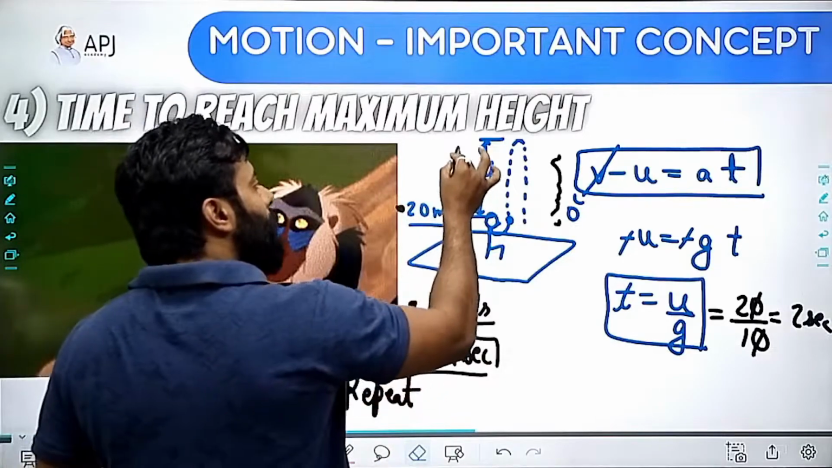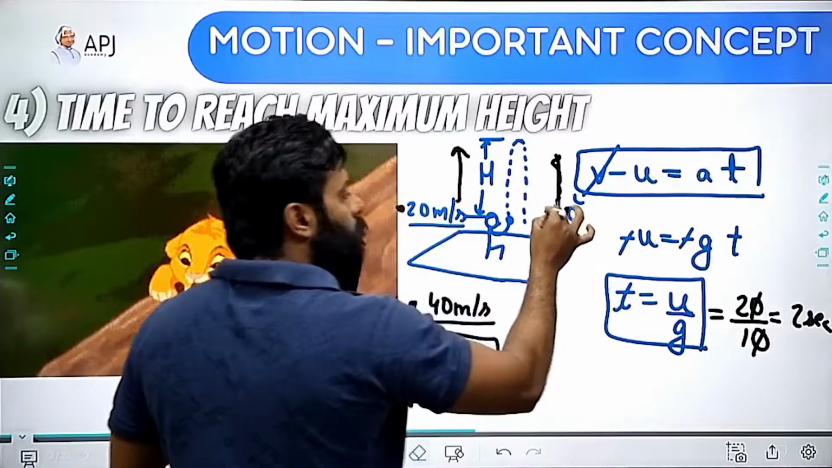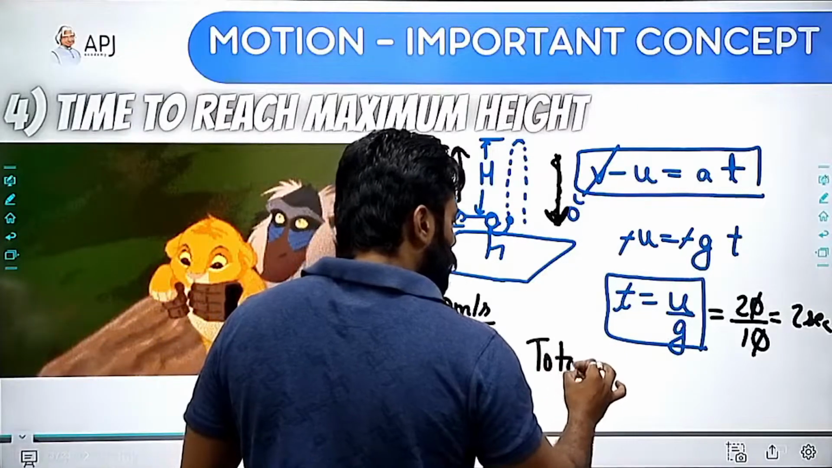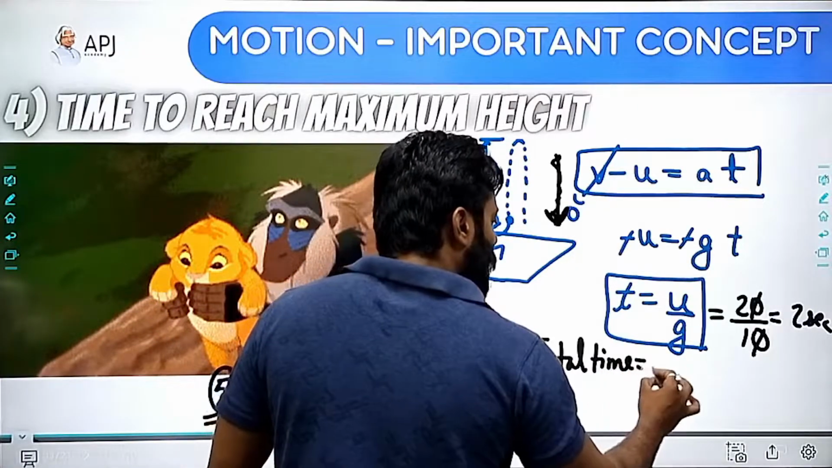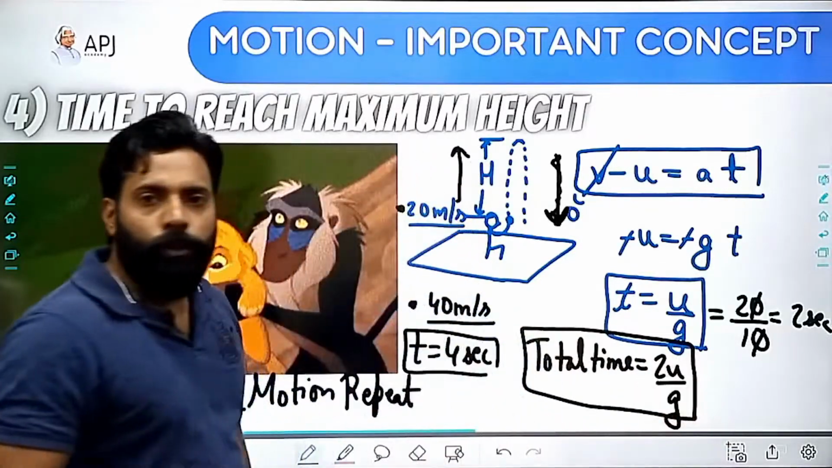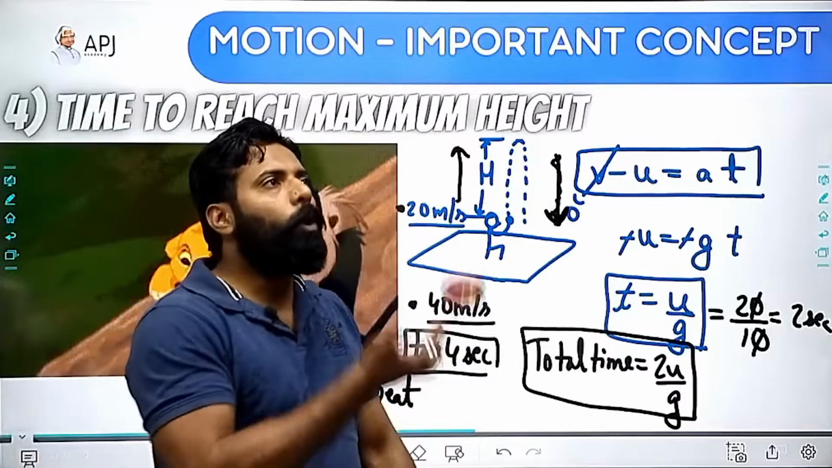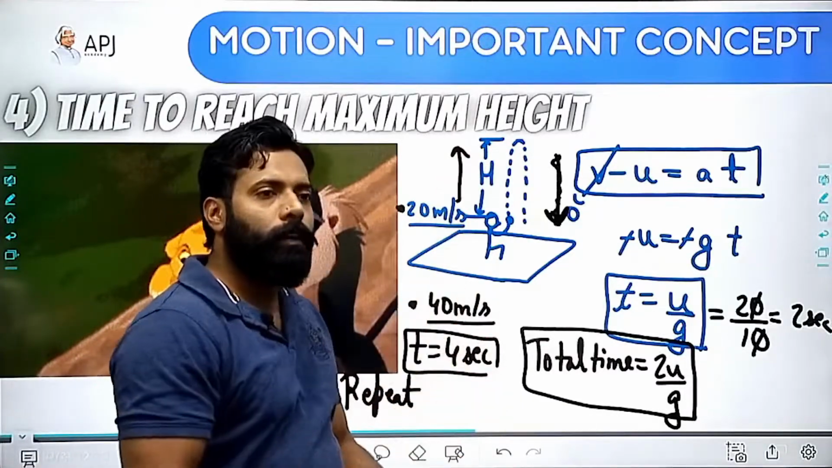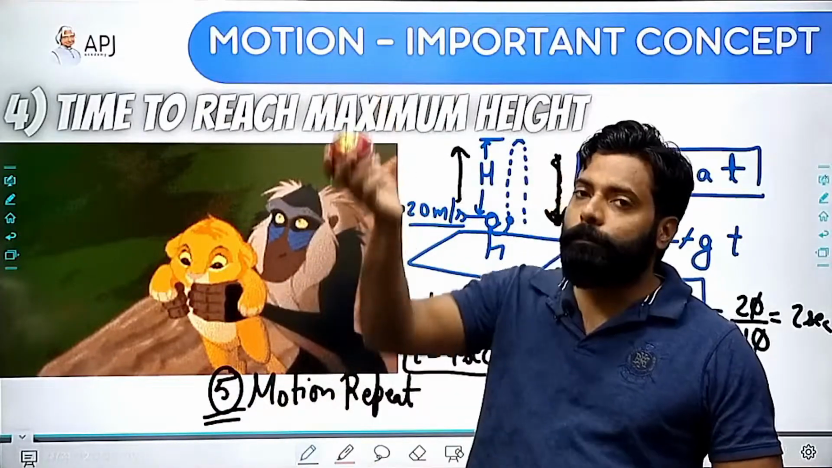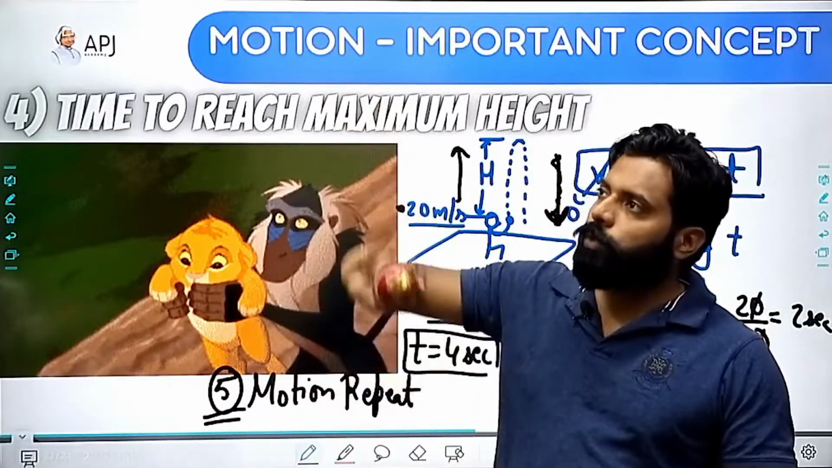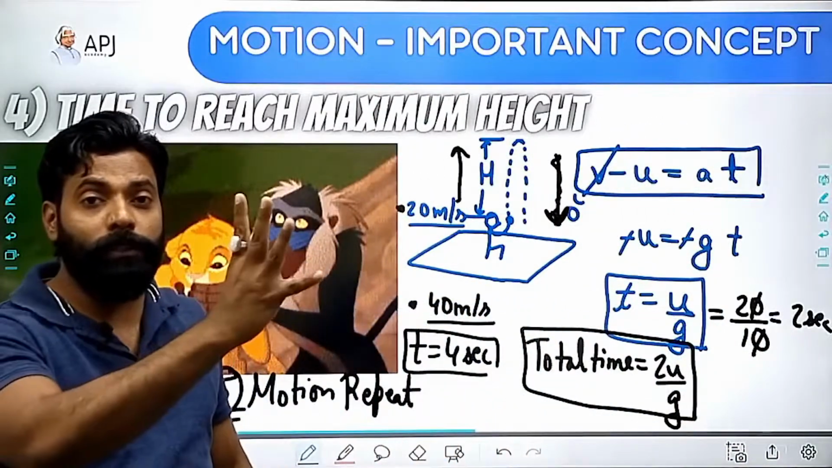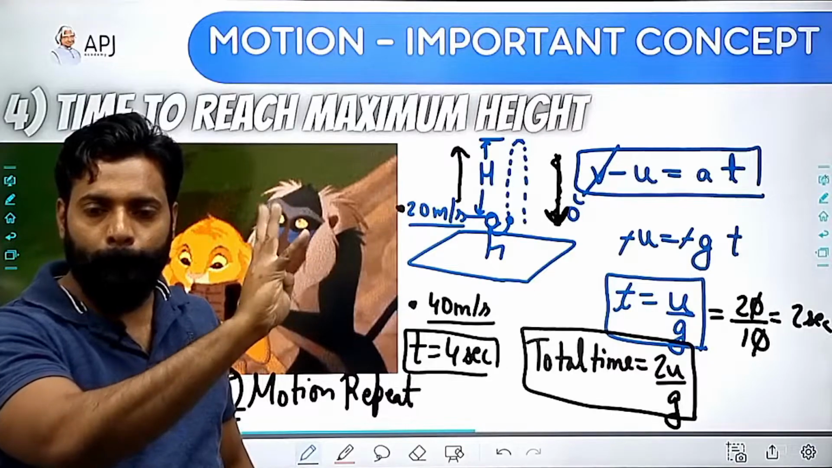जितना ऊपर जाने में टाइम लेगा उतना नीचे आने में टाइम लेगा. So the total time will be 2u by g. So if I am telling you that I am throwing the ball with a speed of 20 meter per second, then 2 seconds up, 2 seconds down. The object will be in the air for 4 seconds. Are you getting this point?